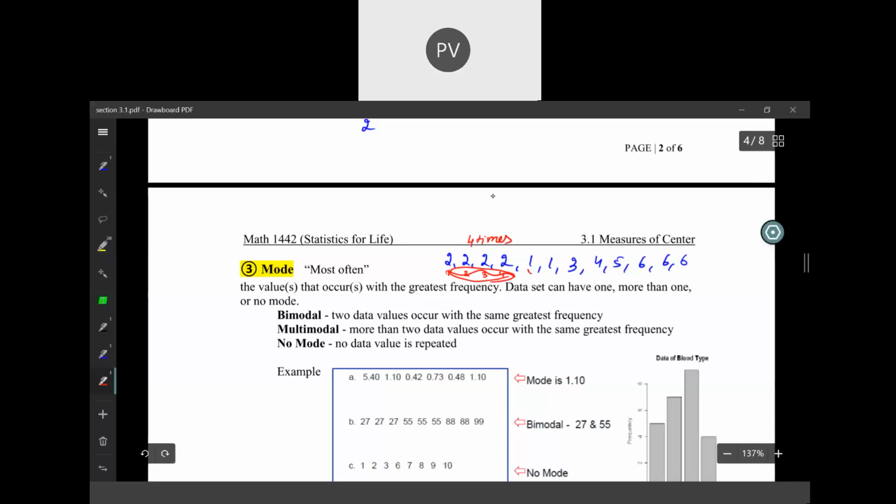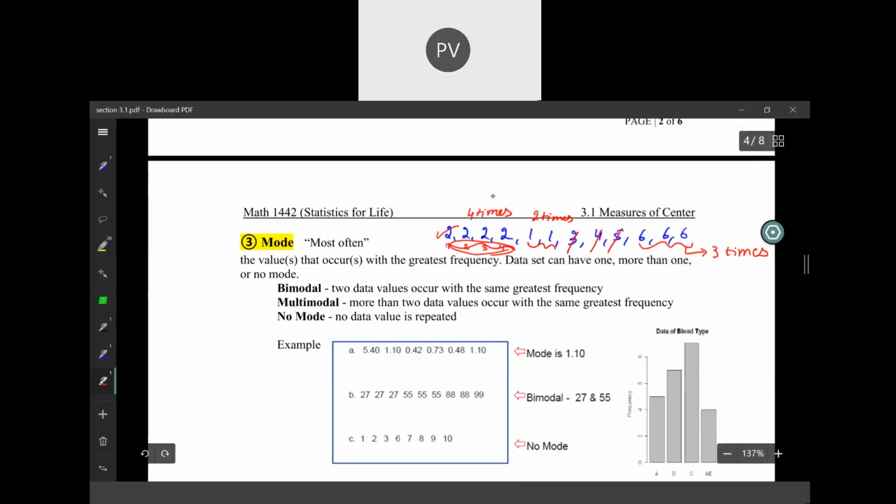1 is repeated 2 times. 3 is not repeated, so we will not take it. 4 is not repeated. 5 is also not repeated. And 6 is repeated 3 times. Now, which is the number which is repeated most of the times? 2, because it is repeated 4 times. So the mode of the data set is 2. That's how we compute the mode.